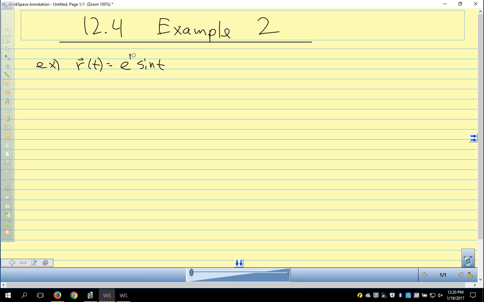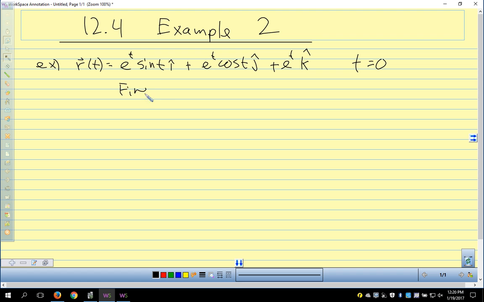sine t i hat plus e to the t cosine t j hat plus e to the t k hat. And we're interested in time t equals 0. And we want to find the unit tangent vector, unit normal vector, a tangential component of acceleration, and normal component of acceleration at t equals 0.